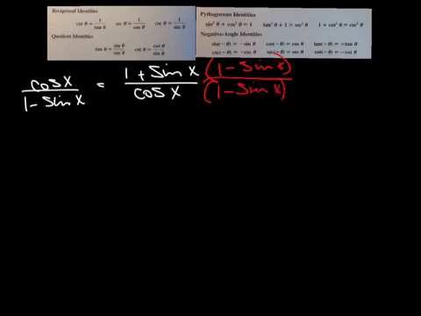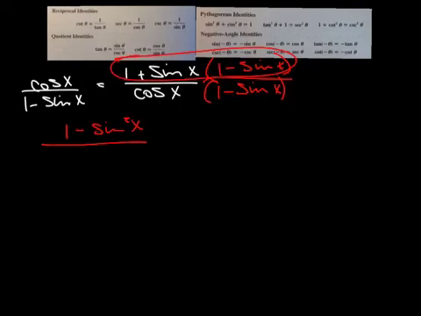Okay? And what we get when we do that is 1 minus sine squared of x, because we're going to use the FOIL method there. And we get that, 1 minus the sine squared of x. And on the bottom, we're going to get cosine of x times 1 minus sine of x. We didn't combine those at all. Okay, so we end up getting that, and that looks a little bit better.